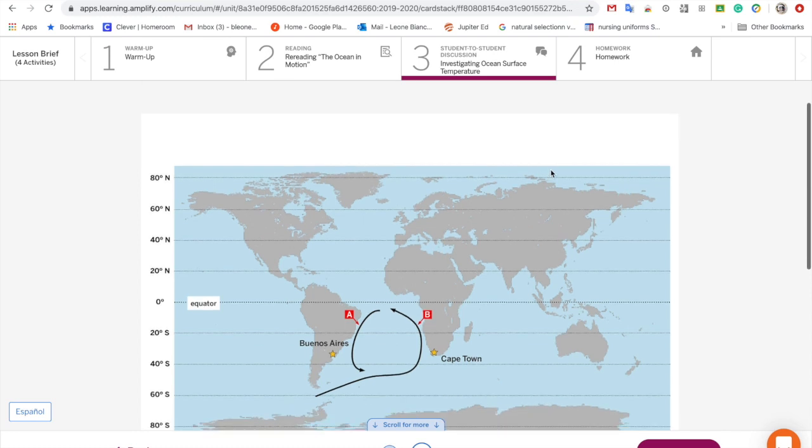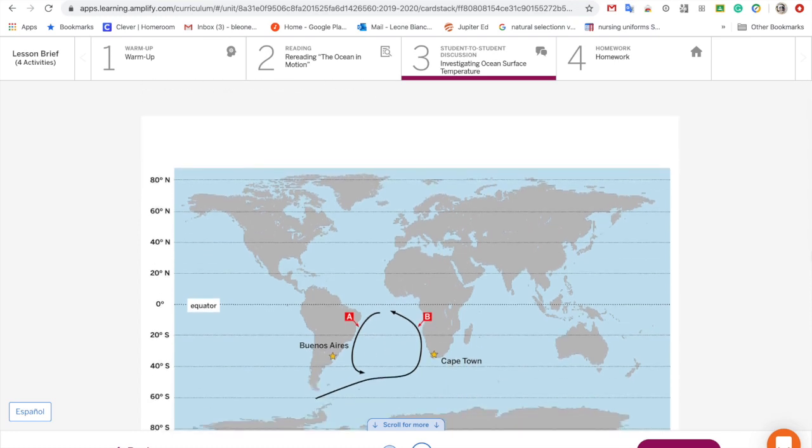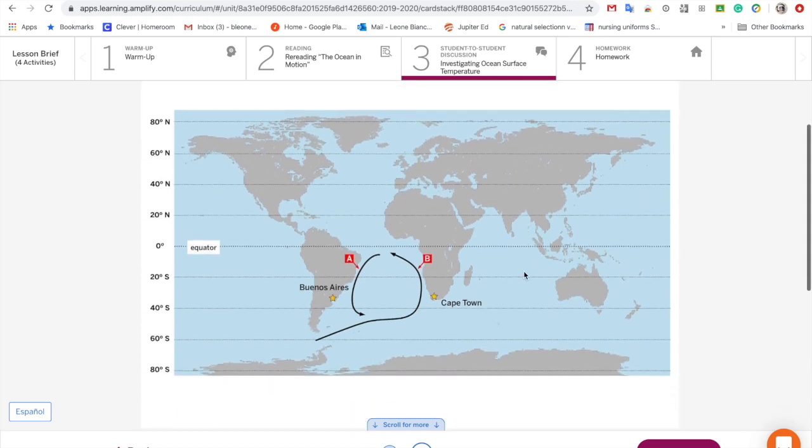I want you guys to think, if current means the movement of water, right, and we look at this map here with the current, cold water is moving up and hot water is moving down. So right here, when it mixes, it's getting mostly colder water, whereas over here, it's mostly getting hotter water.